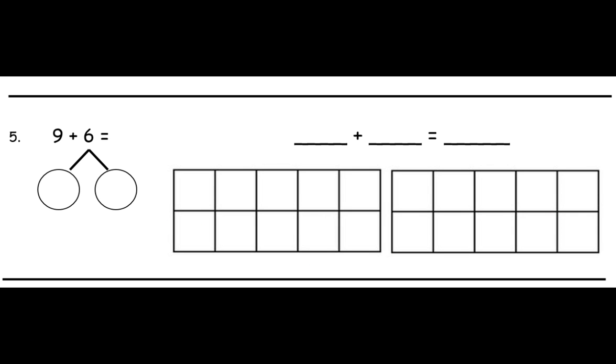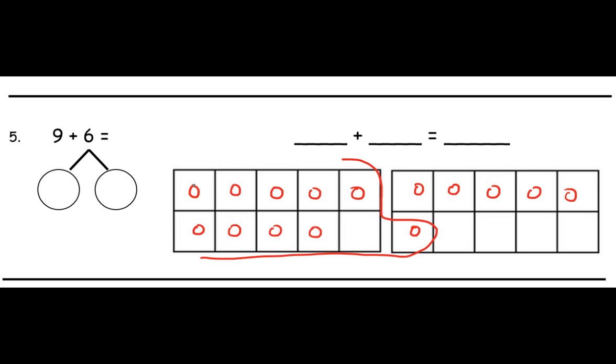Moving on to the next problem, I have 9 plus 6. So we'll show our 9 discs in the first frame and our 6 discs in the second frame. Now I'm going to use some of those discs from my second frame to make my 10 with my first frame. So I'll go ahead and circle. I need one of those discs to give me a total of 10.